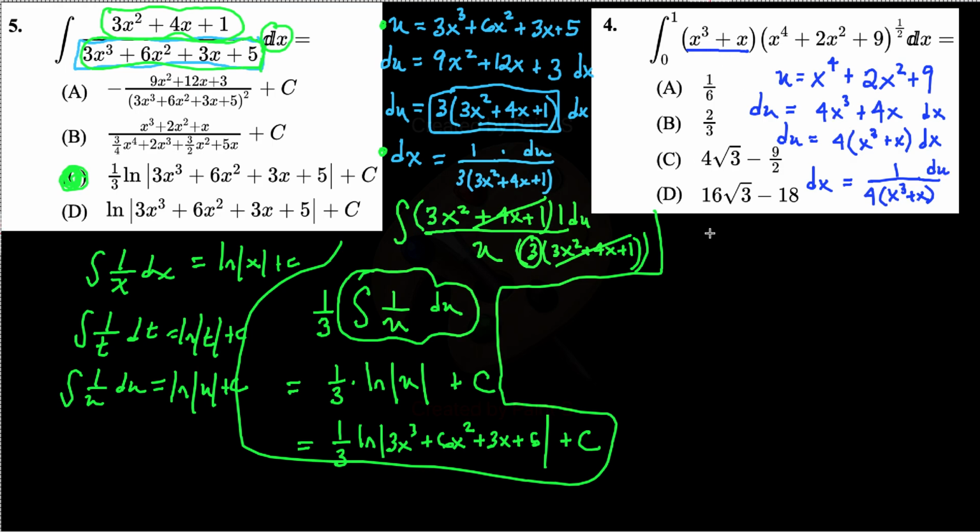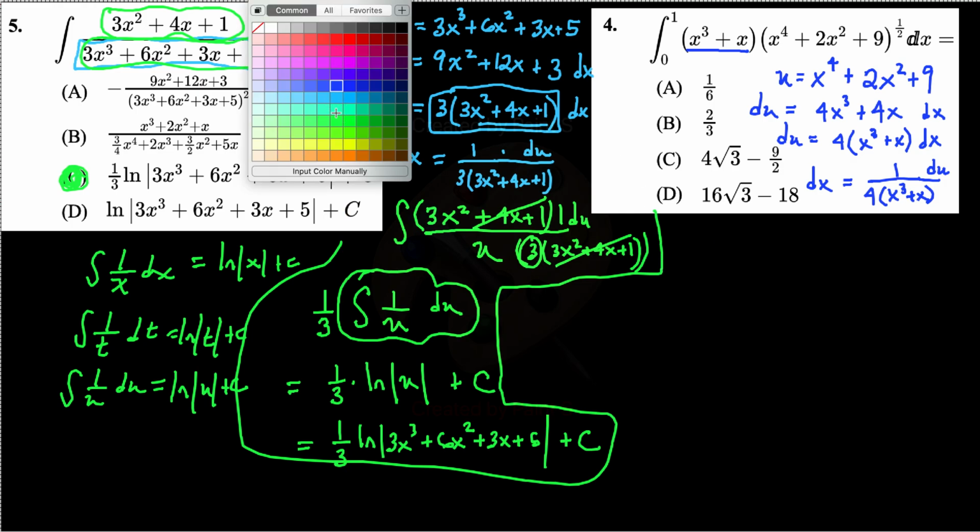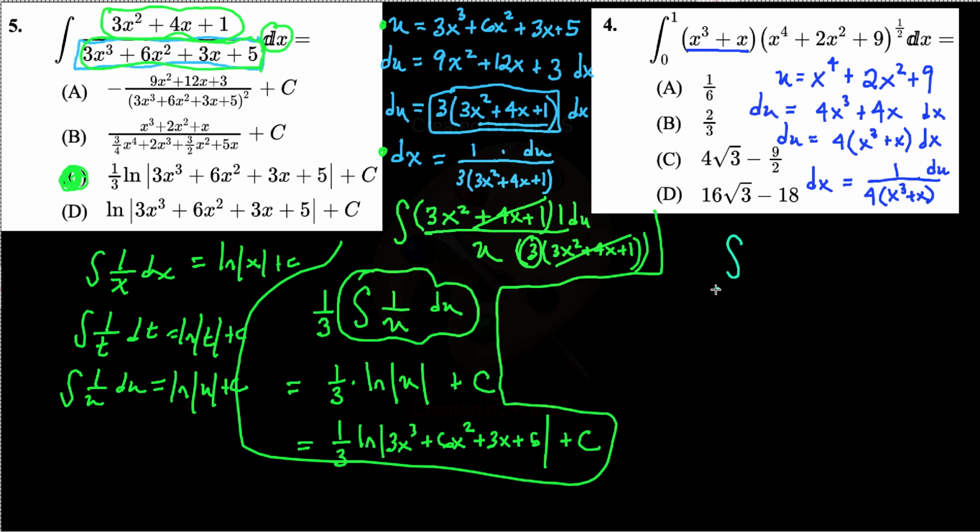And now I substitute everything in. So I get my definite integral from 0 to 1. And again, I like to leave the x cubed plus x, and then I substitute for what I know. This whole thing becomes just u to the 1/2. And then instead of writing dx, I write 1 over 4 times x cubed plus x du. And then x cubed plus x cancels with x cubed plus x. This is 1/4.